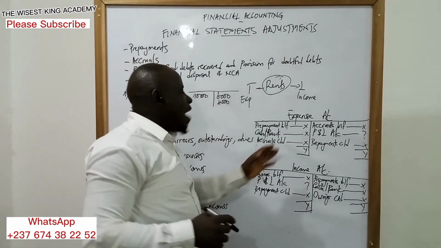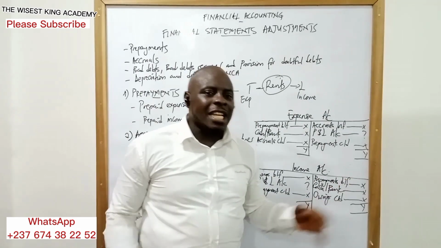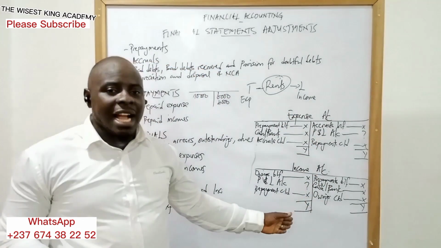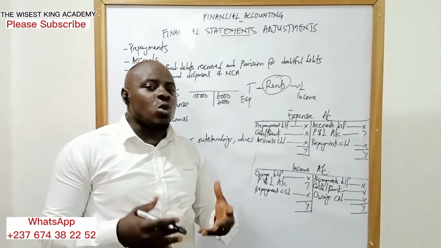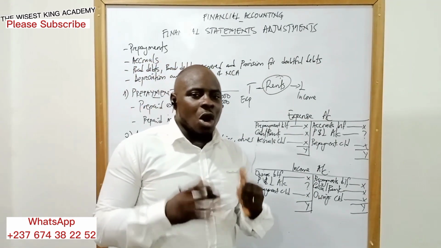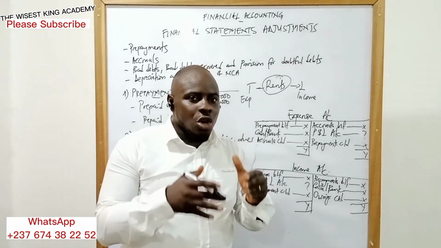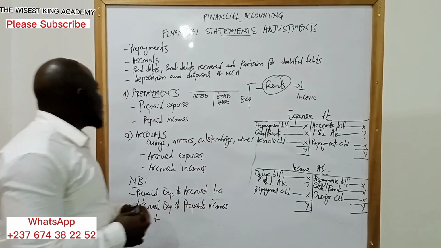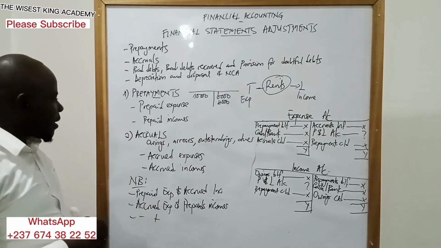So if we have expenses and incomes at the beginning and at the end of the period, we can prepare these accounts to be able to calculate the expense or the income to be charged or recognized in the period. So these are the first two adjustments.